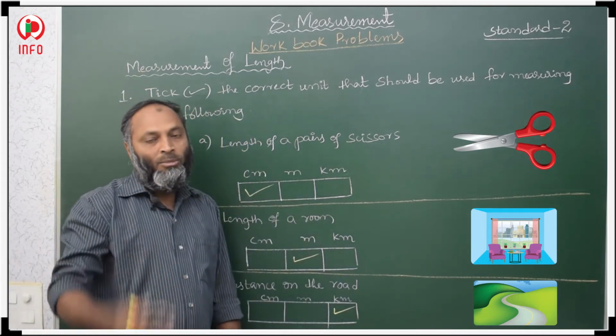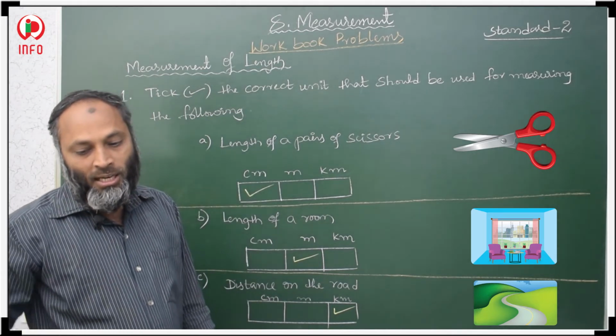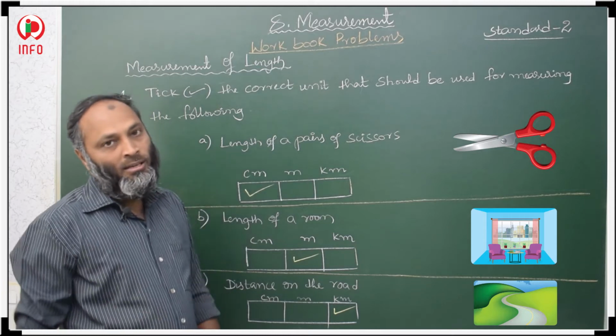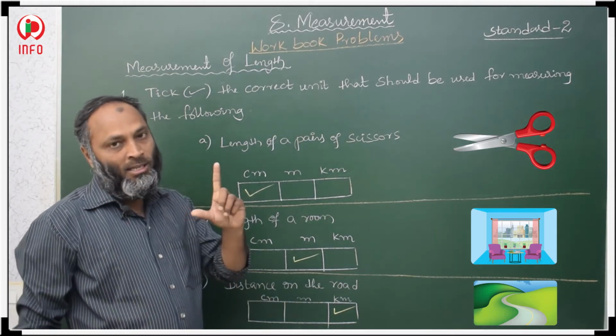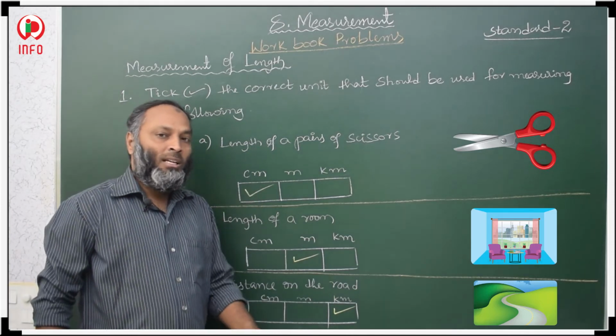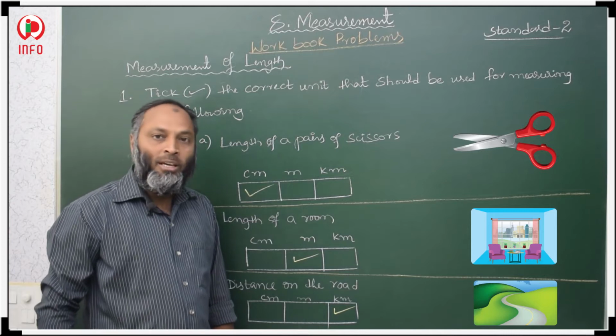Then after that, one more question is given in your textbook. What is that question? The length of a glass tumbler. The glass tumbler is small, so we can use centimeters for that. The answer to the next question is centimeter, which you do as your assignment. Okay.